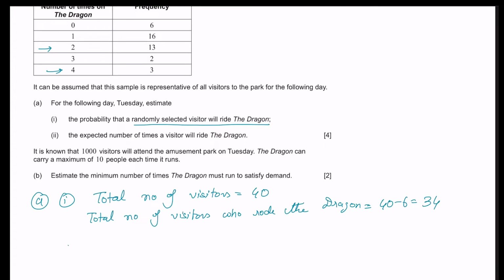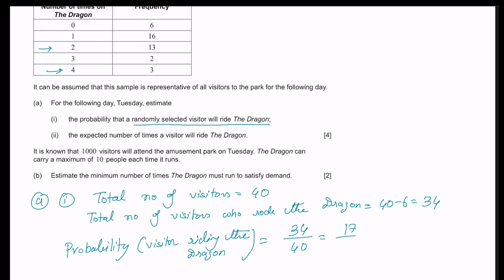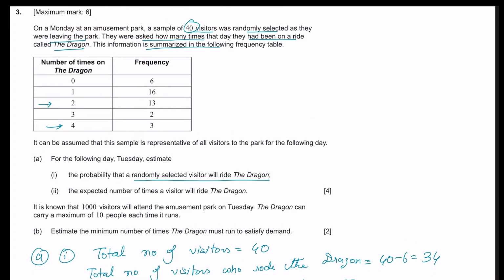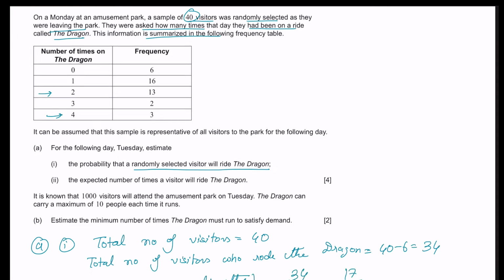So probability of a visitor riding the Dragon is the total number of visitors who rode the Dragon divided by the total number of visitors, which is 17 over 20. This is the answer to A1. Now A2, you have to find the expected number of times a visitor will ride the Dragon. So we'll find in total how many times these 40 visitors rode the Dragon, and then divide it by 40, and you'll get the expected number of times.